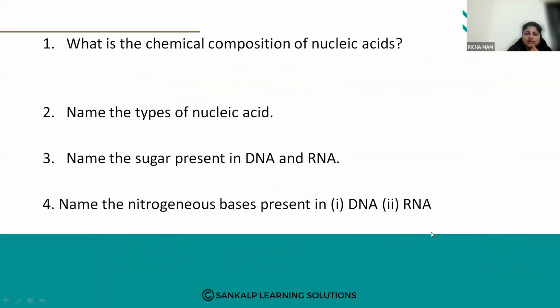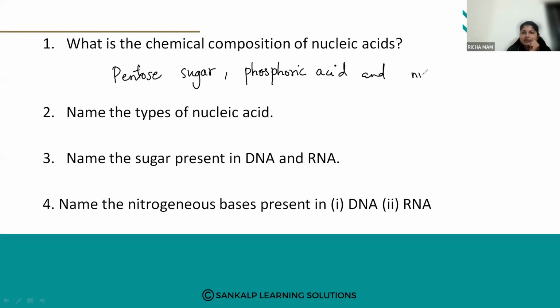Next one. These are the questions based on nucleic acids. What is the chemical composition of nucleic acids? What does the nucleic acid consist of? It consists of pentose sugar, phosphoric acid, and nitrogen base. So these are the chemical composition of nucleic acid.